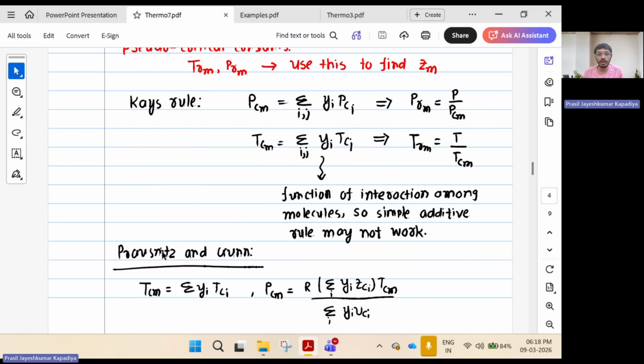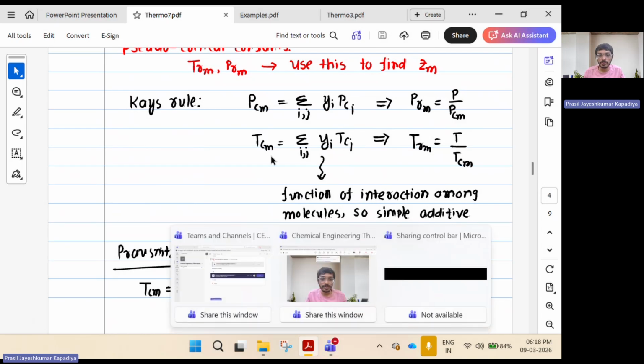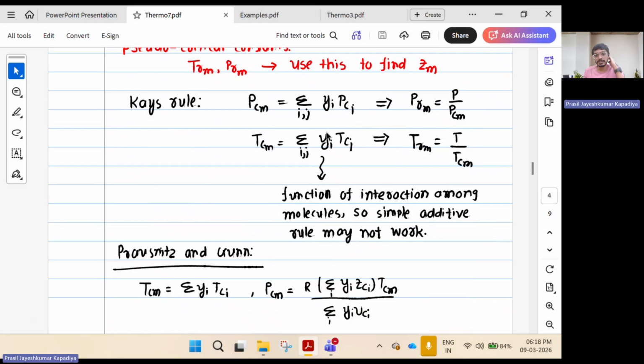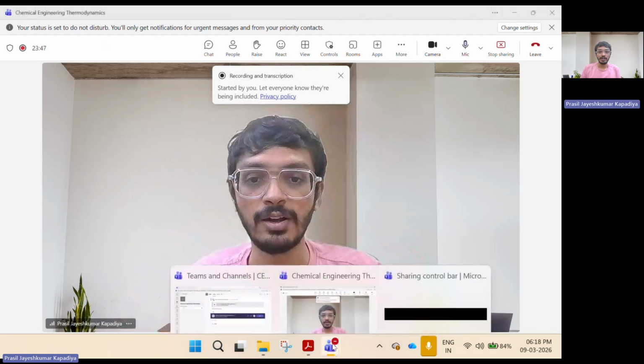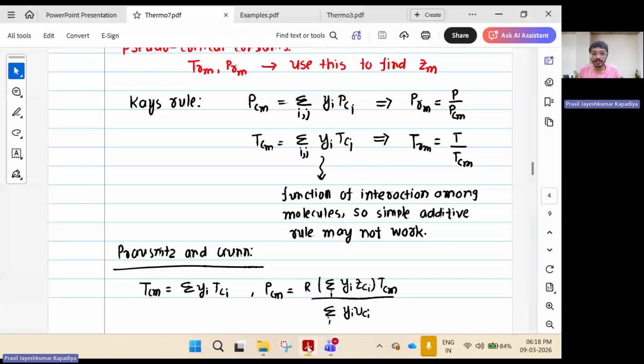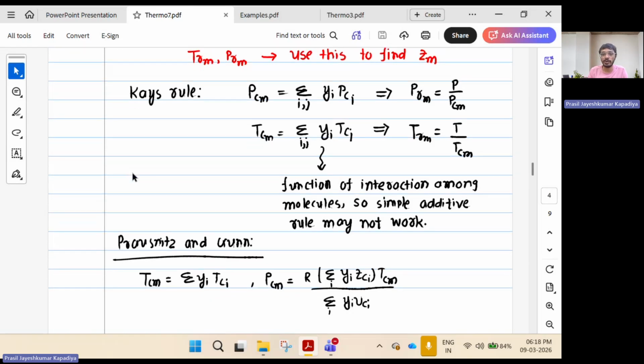Similar thing is applicable for critical temperature also. So critical temperature TCM is nothing but summation yi TCi. So it is nothing but y1 TC1 plus y2 TC2. From that I find the mixture critical temperature, and then for finding the reduced temperature, we just need to divide system temperature by our critical temperature. So that will give us the mixture reduced temperature. Okay.